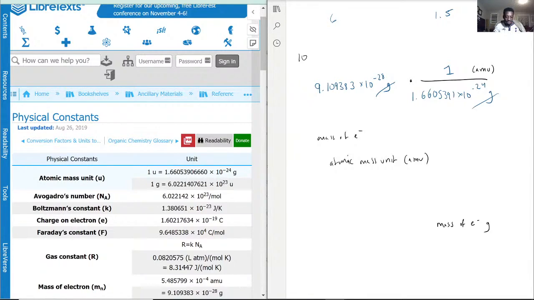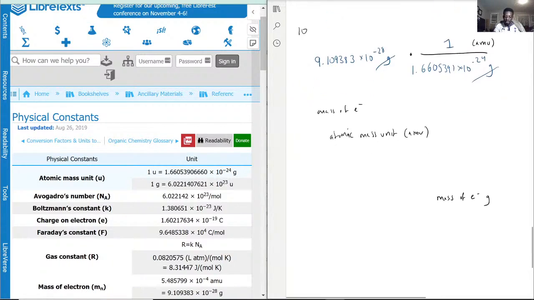9.109383 divided by 1.660539. Then 10 to the negative 28 minus 10 to the negative 24, so that'll be left over 4, but pretty much the answer you get is 5. Actually write it in red so it's distinguishable.